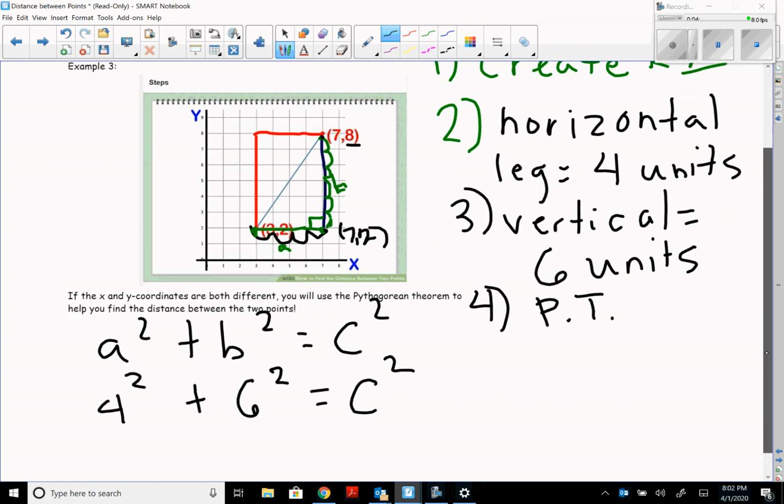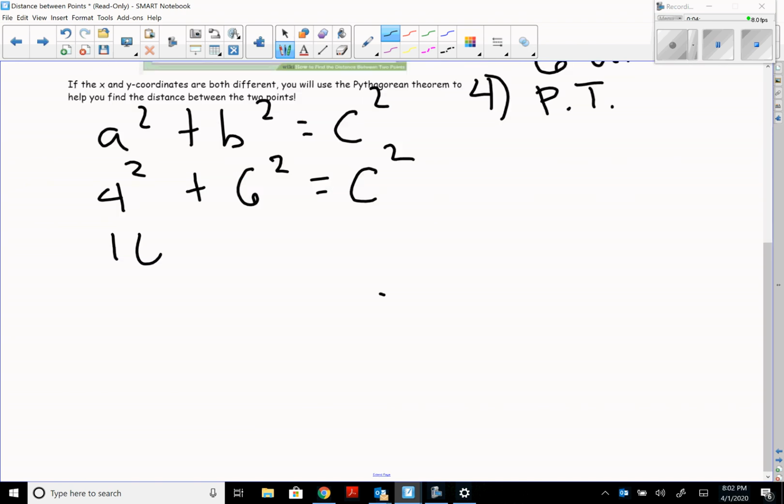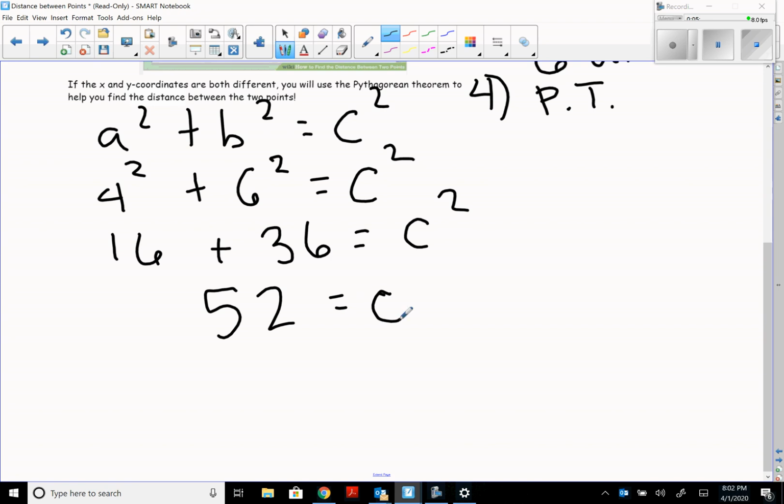So 4 squared, let me extend the page a little bit, is 16. 6 squared is 36, equals c squared. 36 plus 16 is 52. So c squared equals 52. I can already tell that this is not a perfect square, so we're not going to have an integer answer, but let's go ahead and round our answer to the nearest tenth.